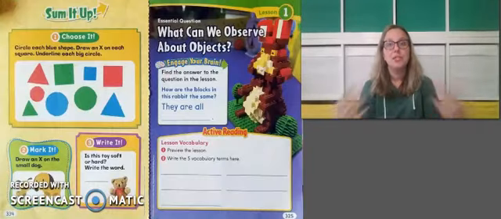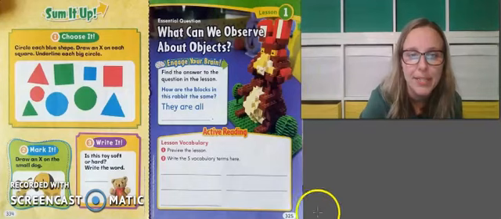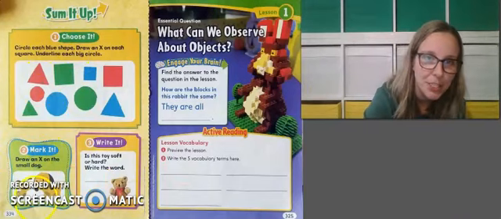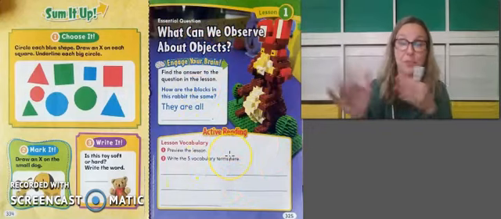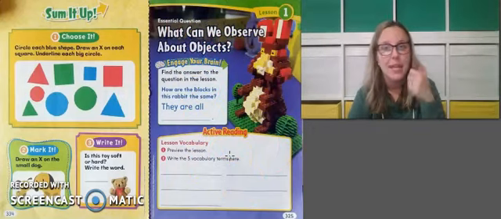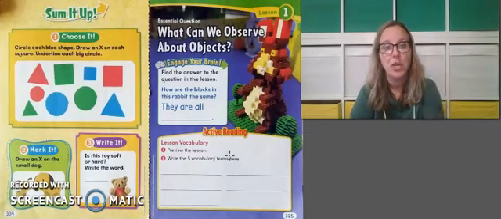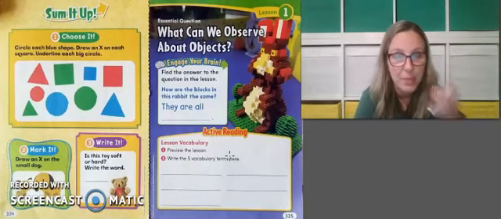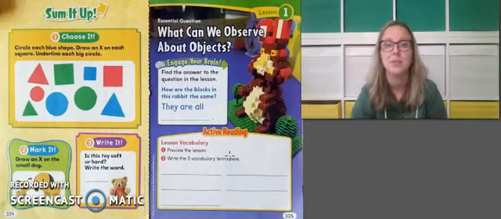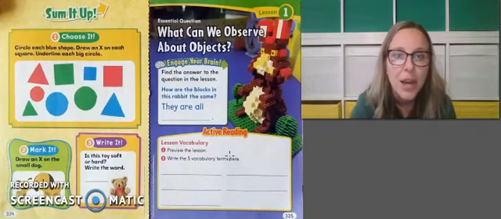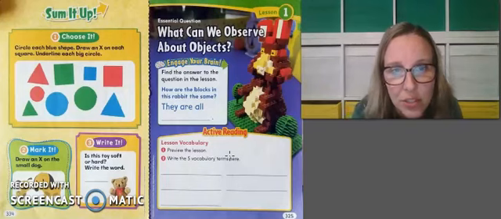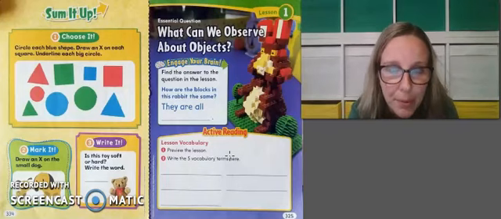Now we're going to sum it up. This is the sum it up page that we'll do together, and then I put page 325, which was the first page of our unit, here at the end. So when we're done with this sum it up page, you can turn back to 325 and we'll fill out that first page, okay? All right, so on the sum it up page, it says circle each blue shape, okay?